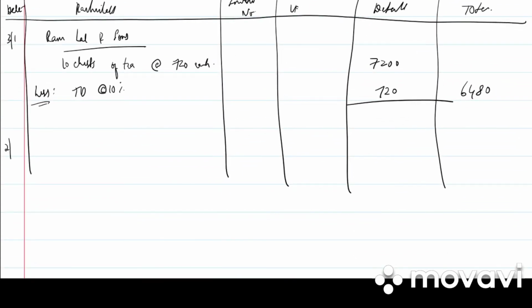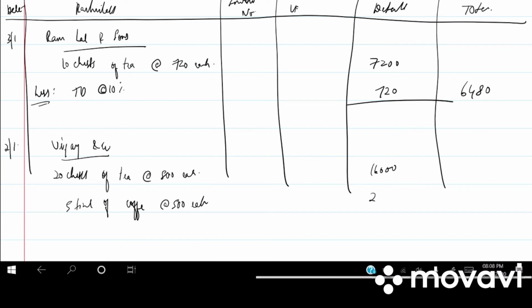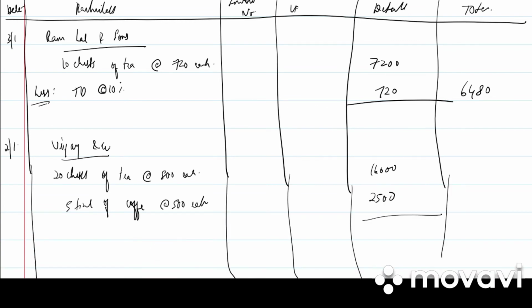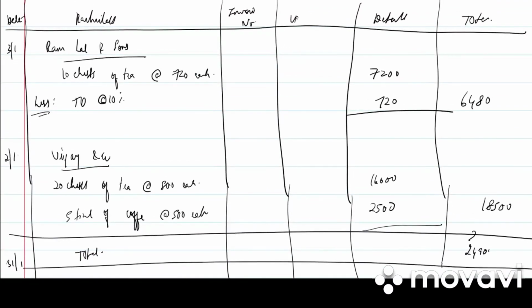Next, on 21st Jan we have Vijay and Co. 20 chests of tea at 800 each, so 20 into 800 is 16,000. 5 tins of coffee at 500 each, it is 2,500. Total is 18,500. So what is the total on 31st Jan? It is 24,900.